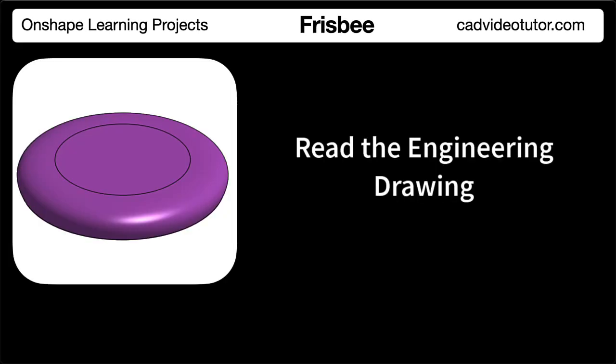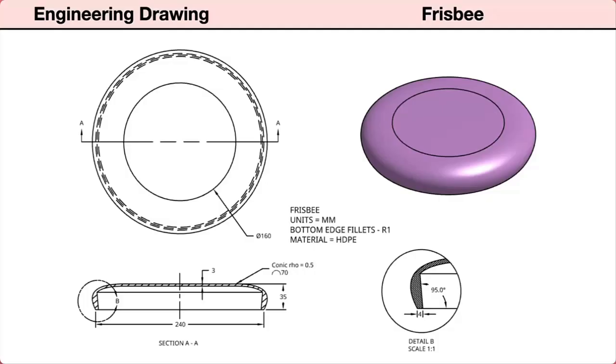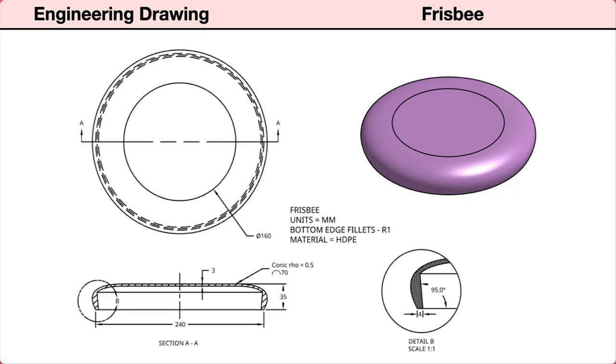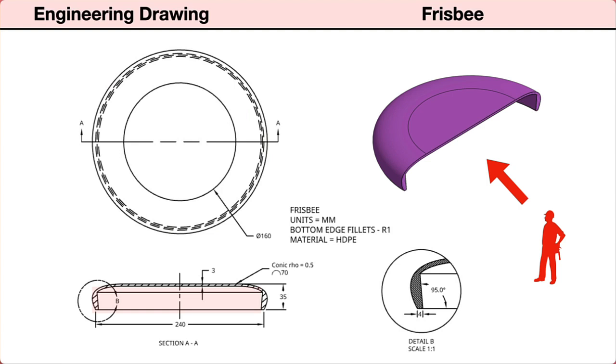In this segment, we'll read the engineering drawing for this Frisbee. Let's start by identifying the views provided in the drawings. First, there is an isometric view showing the Frisbee as a 3-dimensional pictorial. Next, 2 orthographic views. On the upper left is a top view. Aligned below this is a front view.